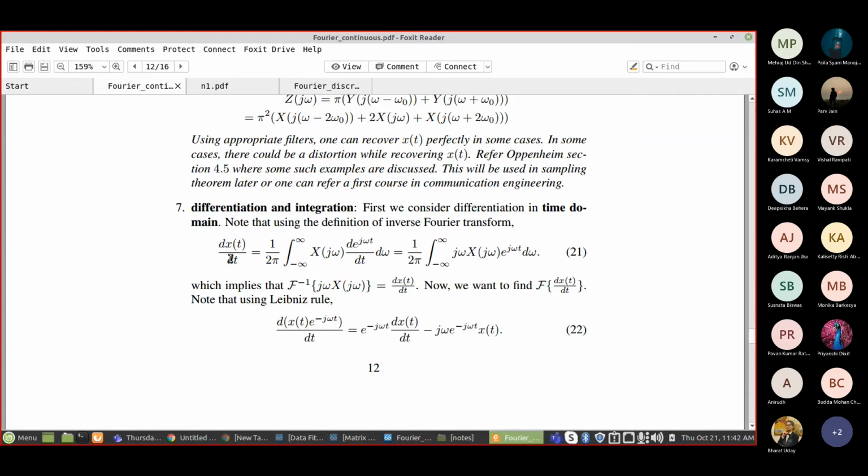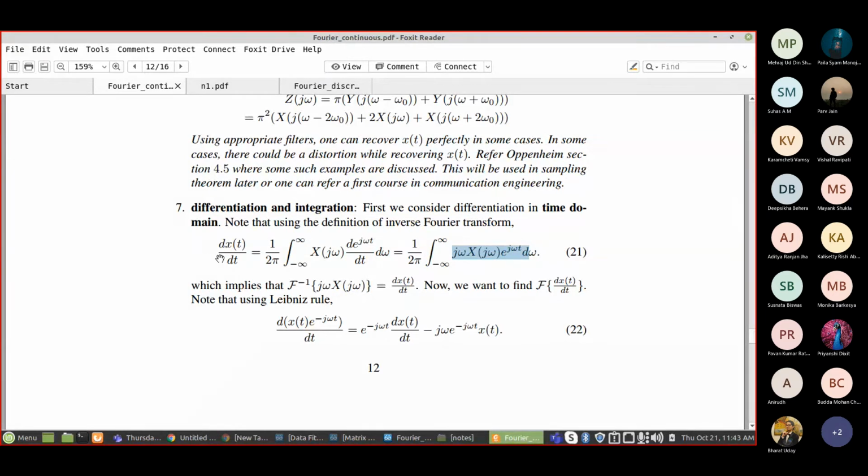So differentiating in time domain is the same as multiplying with jω in the frequency domain. This is what we want to show. One way is straightforward, the other way requires a bit of work. The straightforward way is as follows. You just write x(t) using the definition of inverse Fourier transform: x(t) is X(jω) times e to the power jωt, with the 1 over 2π factor.